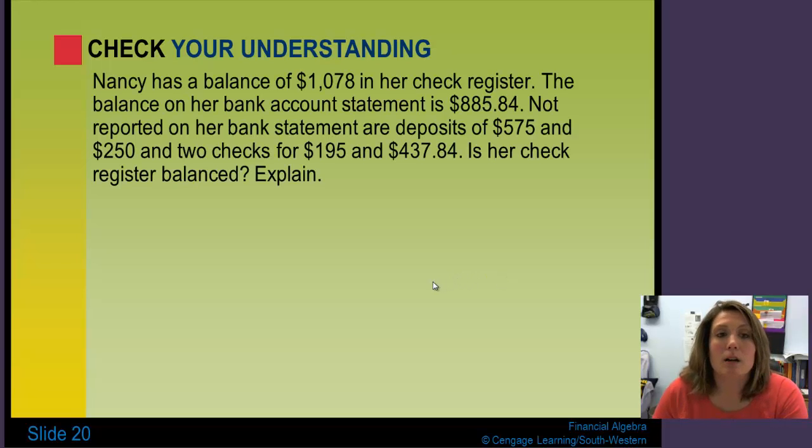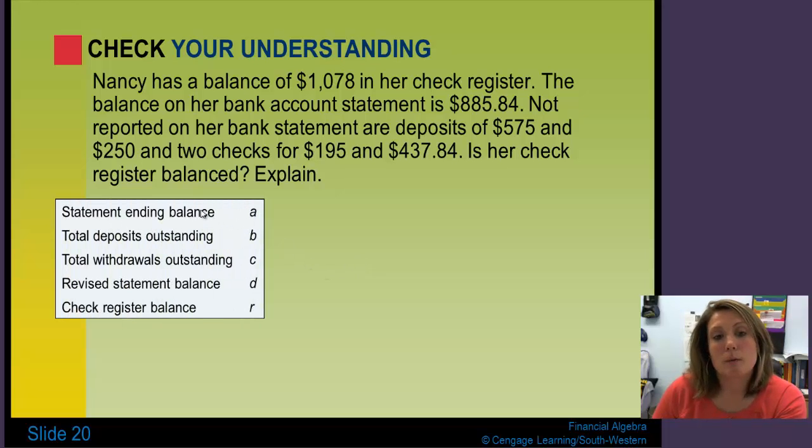This question here, Nancy has a balance of $1,078 in her check register. The balance on her bank account statement is $885.84. Not reported on her bank statement are deposits of $575 and $250, and two checks for $195 and $437.84. Is her check register balanced? And explain it. Well, to do this, we need all of these pieces here: statement ending balance, total deposits outstanding, total withdrawals, and then the revised statement balance.